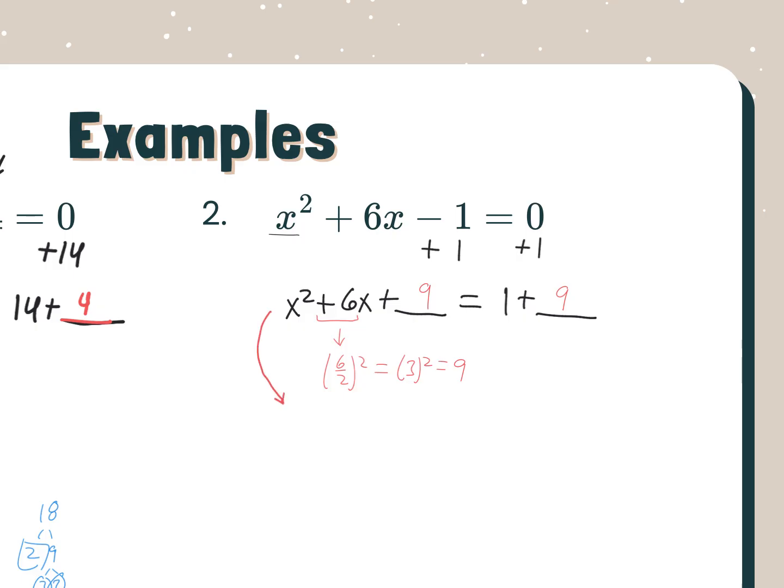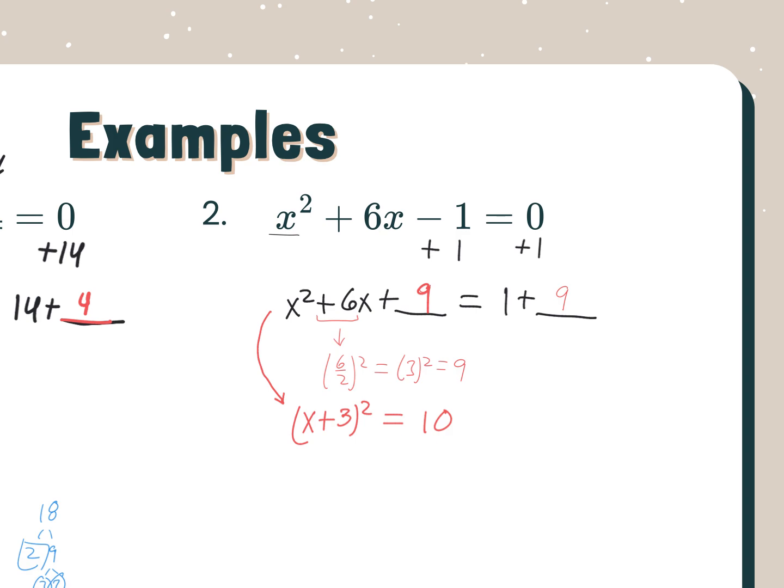We can factor x squared plus 6x plus 9, right, as a perfect square trinomial. So this is going to get me an x plus 3 squared, right? Factors of 9 that add to 6 are 3 and 3. If I have x plus 3 and x plus 3, I can write that as x plus 3 squared equals 1 plus 9 is going to get you 10.